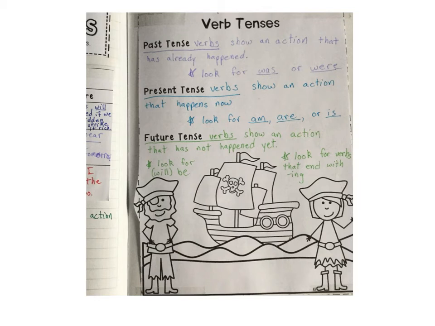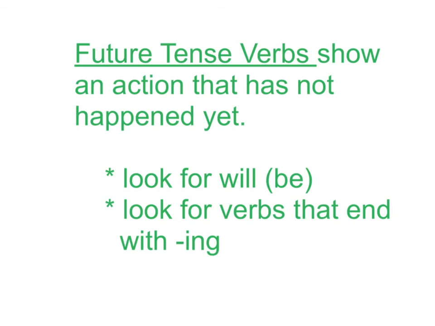And once again, lastly, we will look at the future tense. Notice on here this time, I have 2 places where I wrote the look for, over here and over here, because I didn't have enough room. That might happen for you as well. Future tense verbs show an action that has not happened yet. Look for will be. The word be is in parentheses because it might not always be there. Also, look for verbs that end with ing. Not all ing verbs are in the future, but it can be a helpful hint. Pause the video here so you can finish writing this.